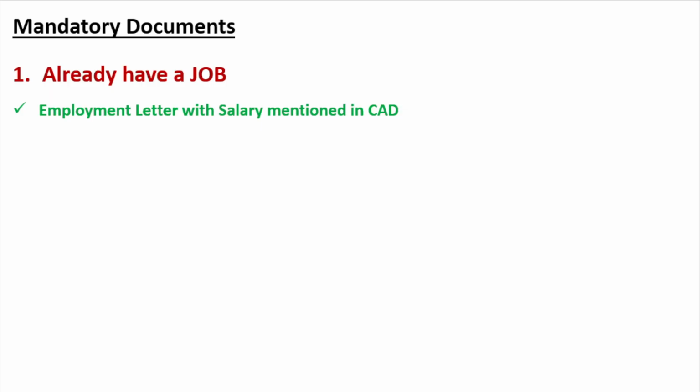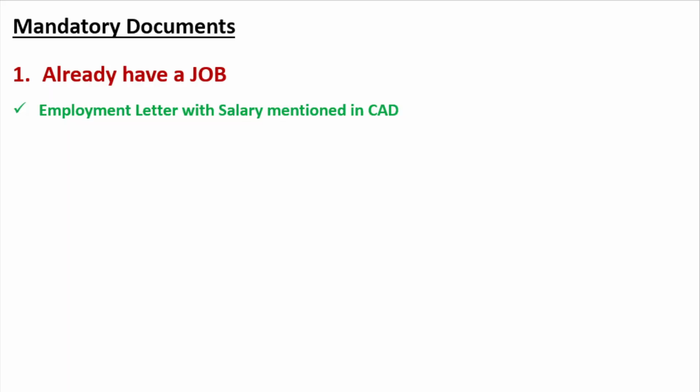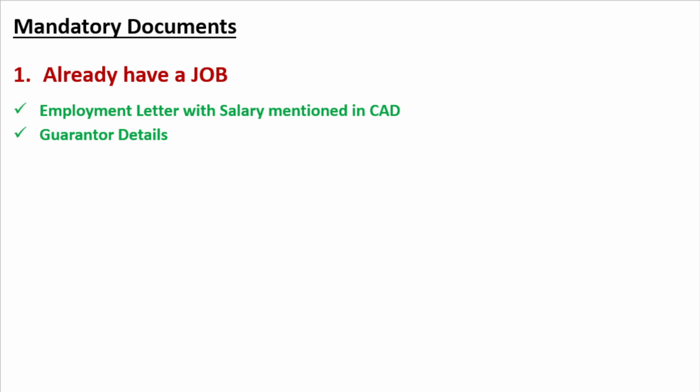If you have a job in hand, then the documents that you will be required to submit are, first, the employment letter. The owner is going to ask you for the employment letter, and specifically the owner will ask that salary per month or per year should be mentioned in it. So make sure your employment letter has your salary mentioned in Canadian dollars, of course. If you have been working with that employer for the past few months, then they will ask for your salary stubs for the last 3 months. Then they might ask you for guarantor details.